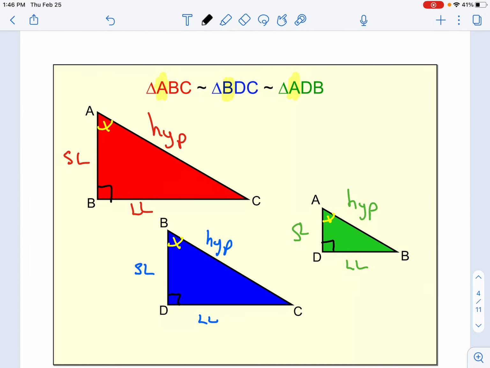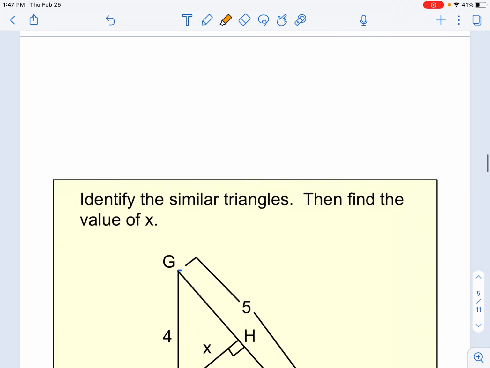Oftentimes, it's even easier for us to pick out the corresponding parts, not just with the similarity statement that we're given, but if we draw and turn all of the triangles so that they're oriented in the same direction. And so we can clearly see which are the hypotenuses, and we can also see which of these sides would be corresponding because they're shorter legs or longer legs. And those are the ideas we're going to use to set up similar triangle ratios and proportions to solve for missing pieces.